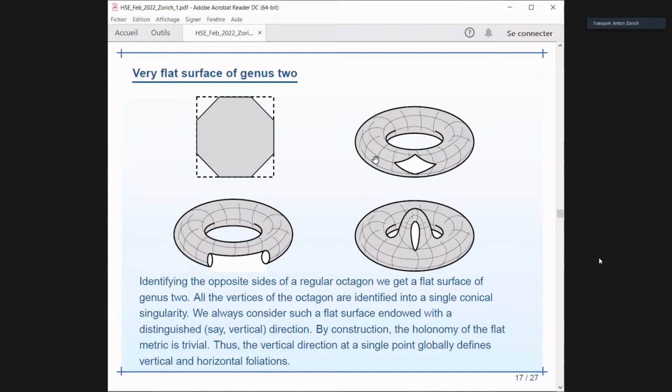So in this way, gluing opposite sides of a regular octagon, I get a perfectly flat surface of genus 2. And there is no contradiction with the Gauss-Bonnet theorem, because one can easily check that all the corners of the regular octagon are identified into one point, and we have a multi-saddle there. The total cone angle at this point is not 2 pi, it's 6 pi.